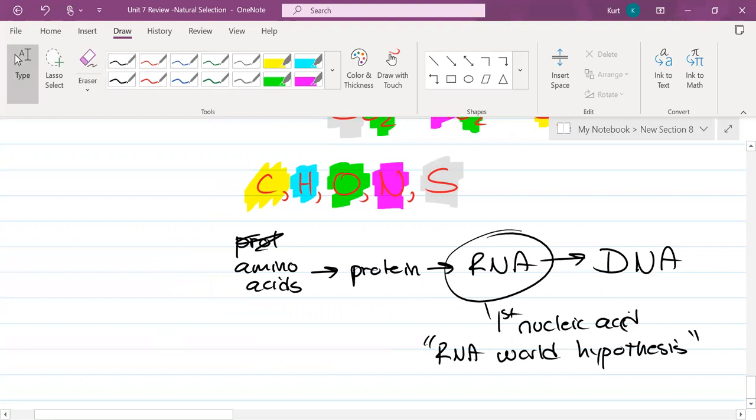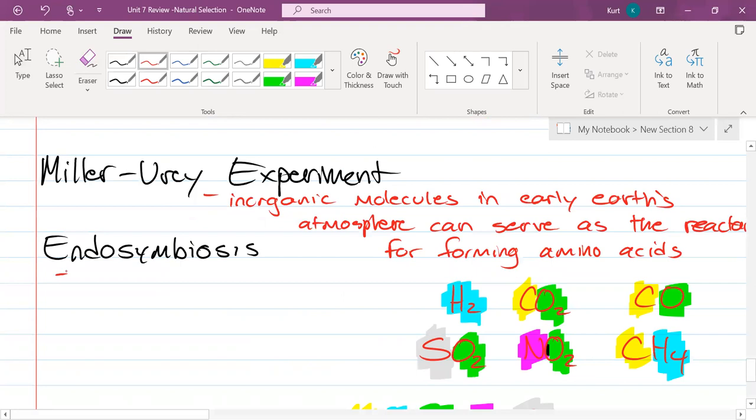Okay, and then finally, for this long list of stuff, endosymbiosis is smaller prokaryotes. Here's a very important word, phagocytize. This means consume. Actually, smaller prokaryotes are phagocytized, let's improvise there, phagocytized by larger prokaryotes.